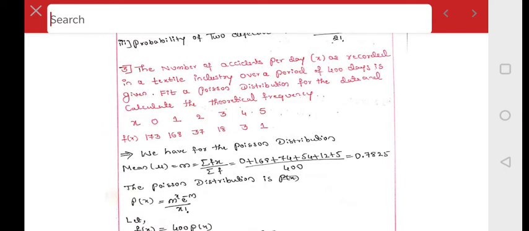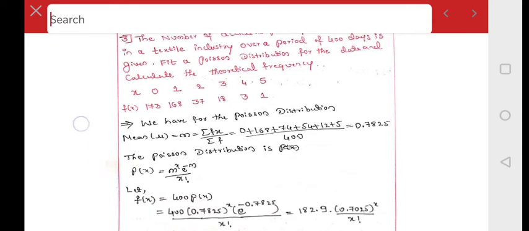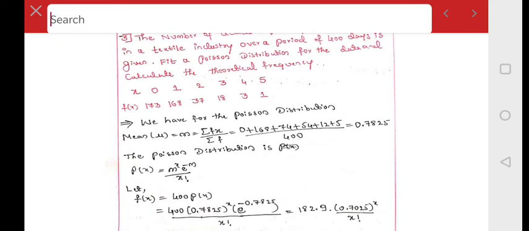Now, as a solution, for the Poisson distribution the mean mu is equal to summation fx upon summation of f. That means the summation of fx is 0 into 173 plus 1 into 168 plus 2 into 37 plus 3 into 18 plus 4 into 3 plus 5 into 1, divided by the sum of the frequencies, which comes to around 0.7825.